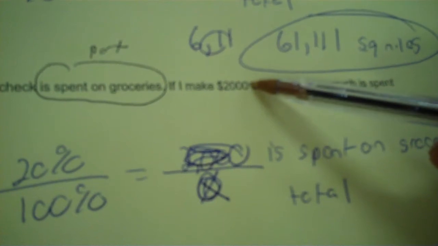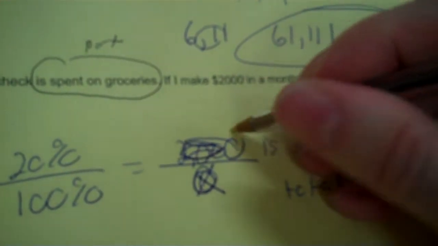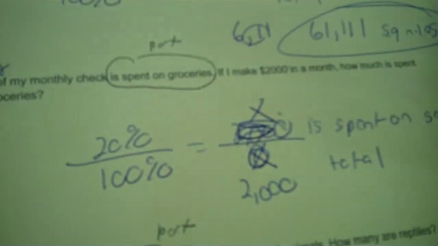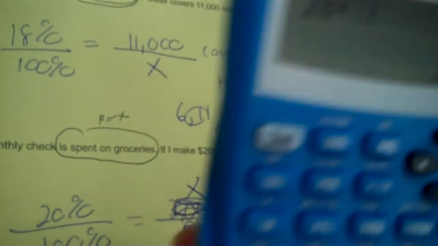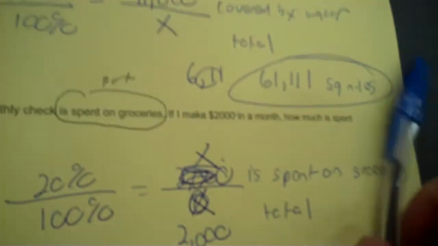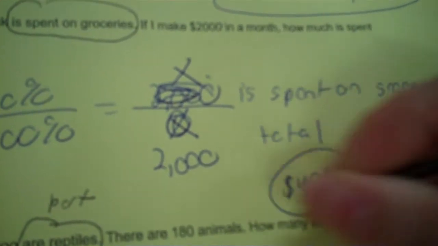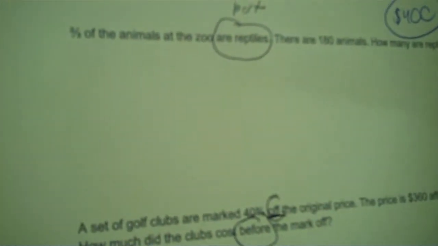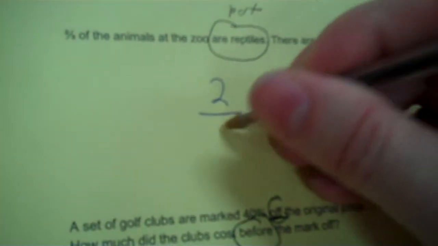The $2,000 is not spent on groceries. It doesn't go here. It goes here. X goes here. So I take 20 times 2,000 divided by 100, which is 400. So how much is spent on groceries? $400. You just found how much is spent on groceries. Okay, fraction. Instead of putting in 100, you just go 2 over 3.